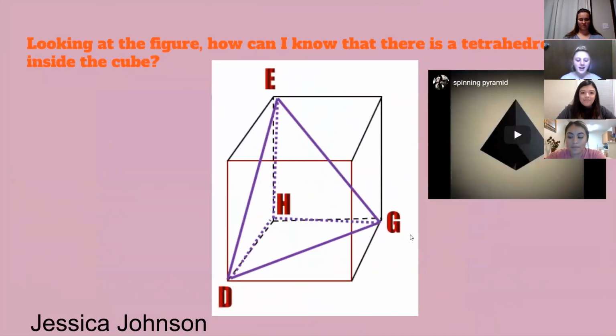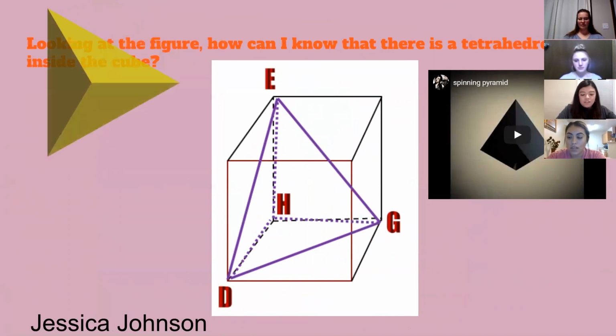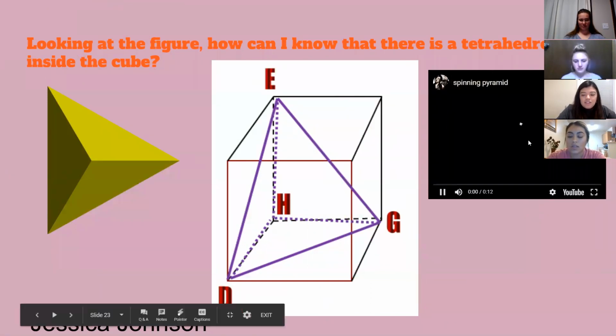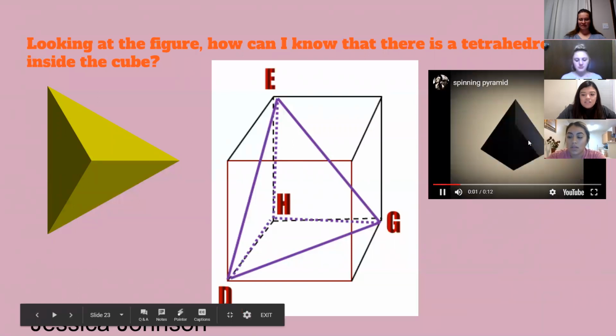Looking at the figure, how can I know that there is a tetrahedron inside the cube, Jessica? Claudia, I'm so glad you asked that question. A tetrahedron is really a cool 3D figure that has 4 equilateral triangle faces, 6 straight edges, and 4 vertices. Think of a tetrahedron as a pyramid.